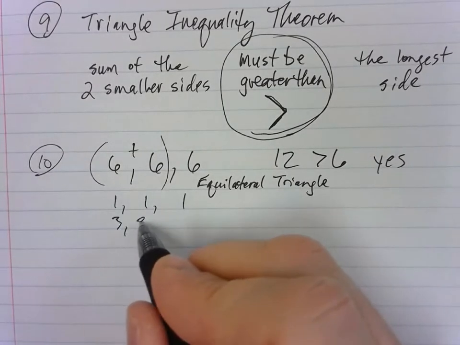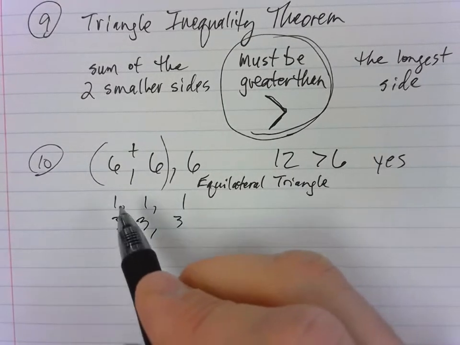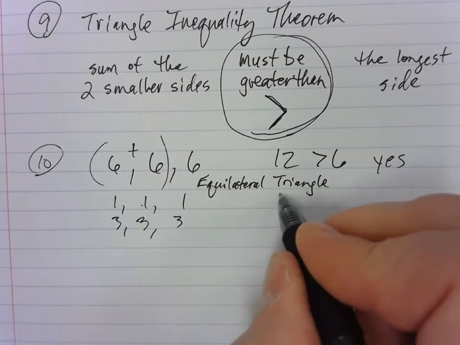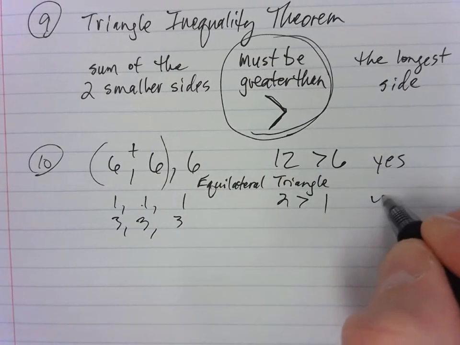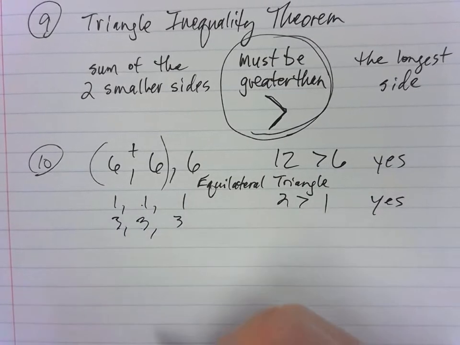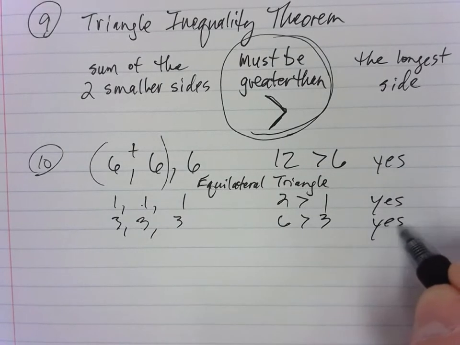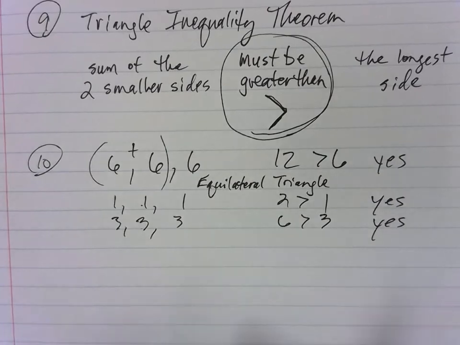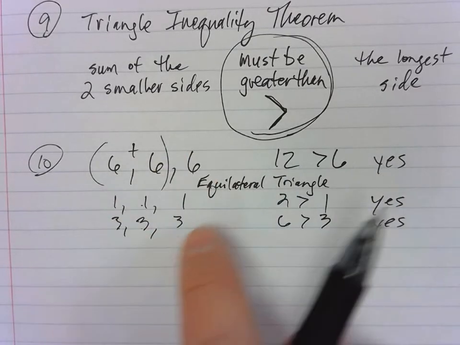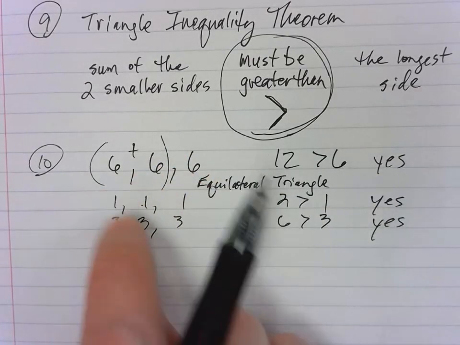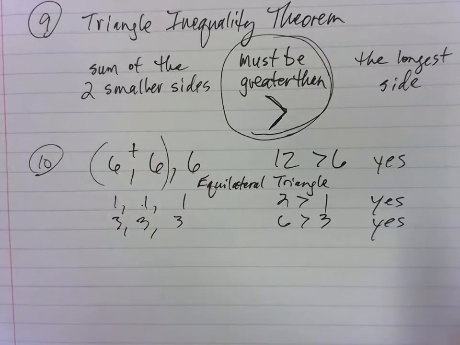A 3, 3, 3, that's equilateral. Because what's 1 plus 1? 2. And 2 is greater than 1. It's going to make a triangle. What's 3 plus 3? 6. 6 is greater than 3. That's going to make a triangle. So take the two smaller sides. If they're all the same, and here's the key, then it's automatically going to be a triangle because it's equilateral.